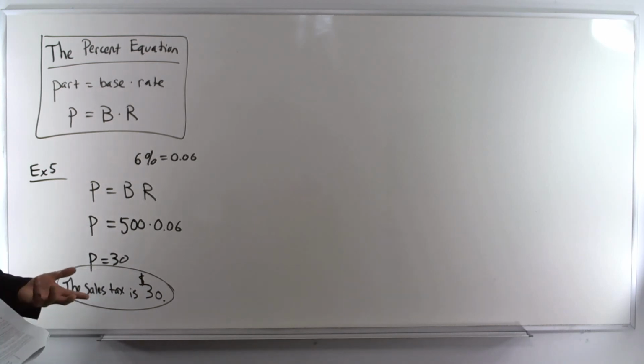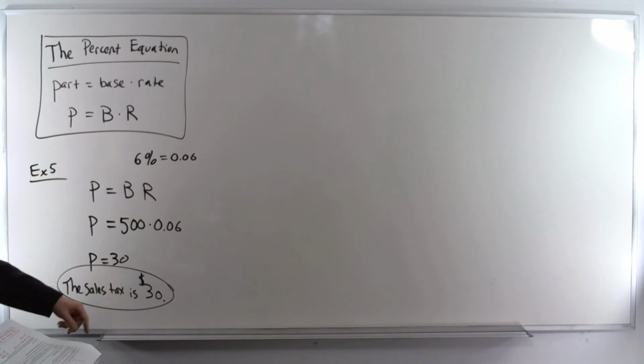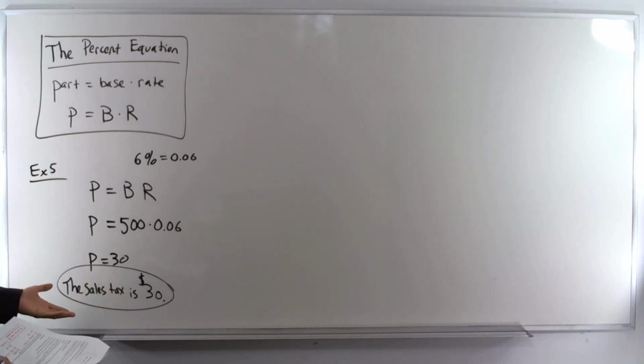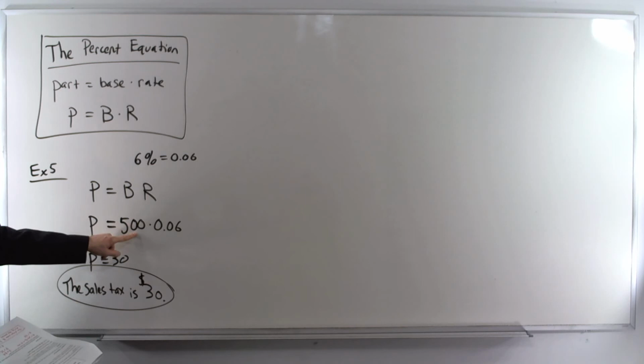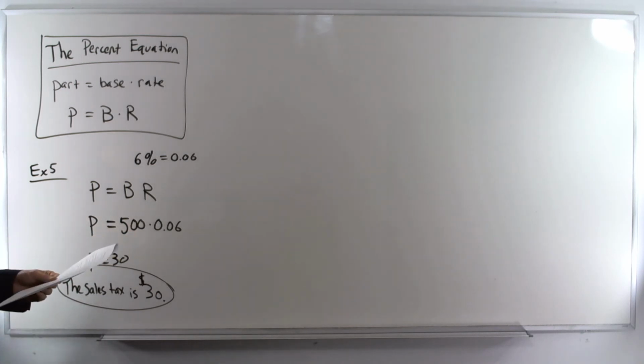Which makes sense. Whenever you get an answer, let's see if it makes common sense. Well, the sales tax is going to be less than the price of the guitar. You're not going to pay more in sales tax. So that makes sense. All right, your turn, number 5.